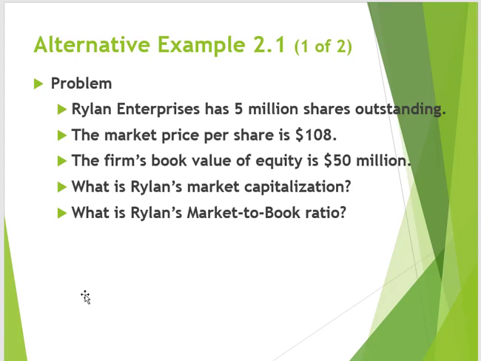In this example, we have 5 million shares. The market price is $108. The book value of equity is $50 million. The question: what is market capitalization and what is the market to book ratio?